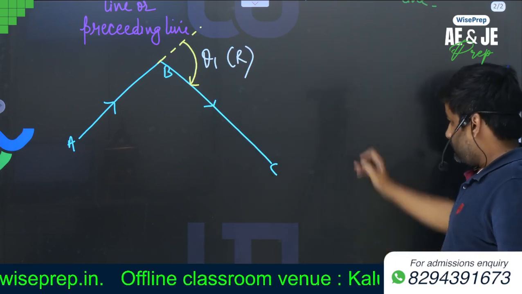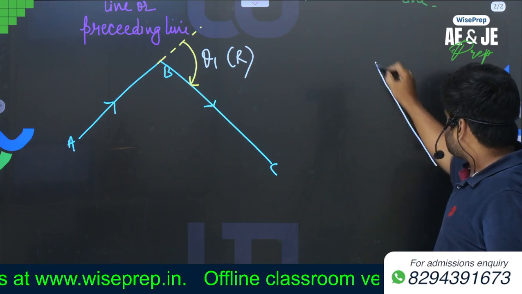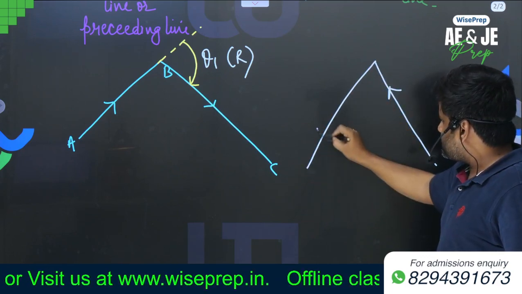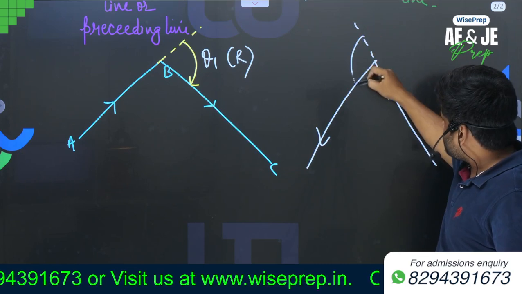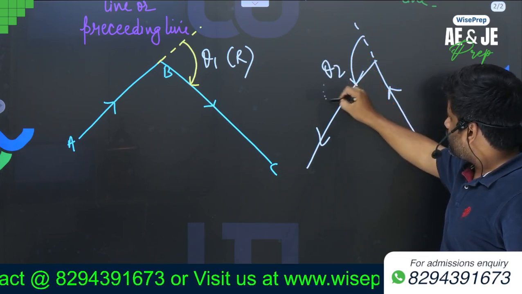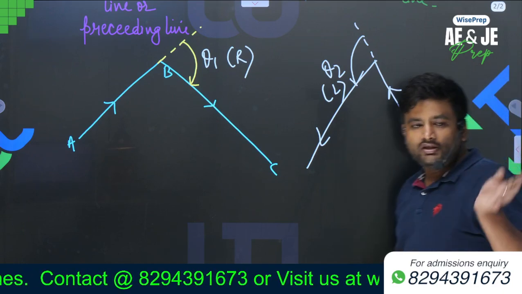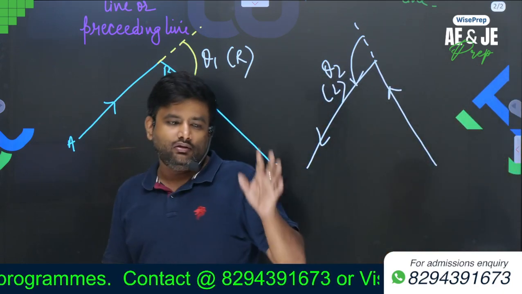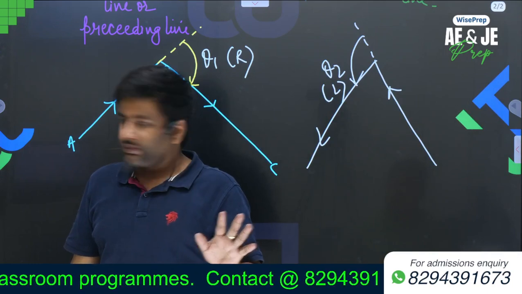And suppose you are going this way. Now this is anti-clockwise, theta 2. So whenever the deflected angle is in the anti-clockwise direction, it's denoted by L. Write down.